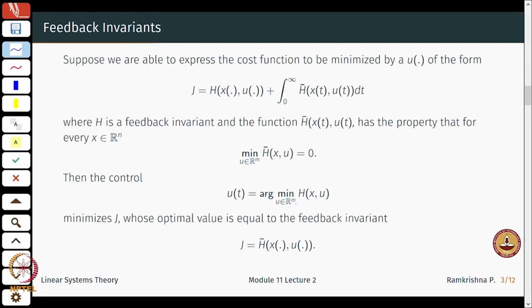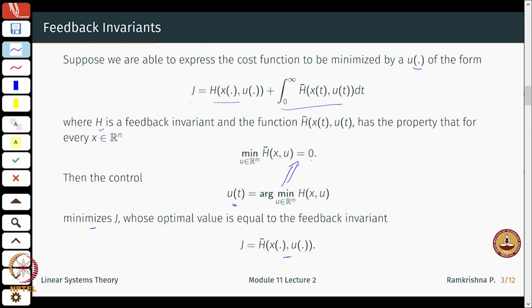Now, how do we derive the optimal control law from here? Suppose we are able to express the cost function to be minimized by a certain u in this form. J is the cost function to be minimized, H here is a feedback invariant, and the term in the integral is such that the minimum is 0. The control u of t minimizes J, whose optimal value is equal to the feedback invariant. Let me read it out again.